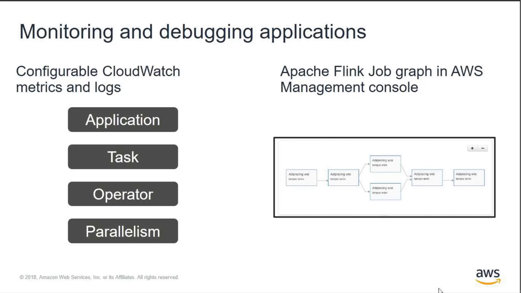So Amazon Kinesis Data Analytics provides monitoring tools that are based on Apache Flink monitoring tools to help you debug your application as well as identify a problem. The first thing is metrics and logs that are at different levels: the application, task, operator, and parallelism. At the application level, you get a couple of metrics and some high-level information about how the application is doing, whether it's running correctly or not.